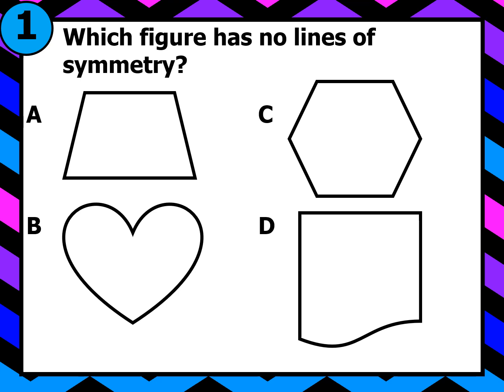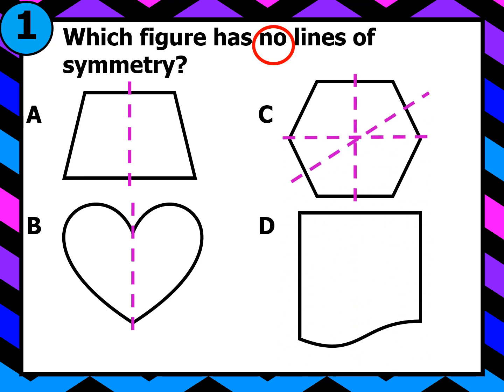I see that this question is asking which figure has no lines of symmetry. So I'm going to analyze each figure and determine if and how many lines of symmetry each figure has. A is a trapezoid, and this trapezoid has one line of symmetry. B, the heart, has one line of symmetry. C is a hexagon, and a hexagon has 1, 2, 3, 4, 5, 6 lines of symmetry. If I look at D, that is an irregular figure, and that figure has no lines of symmetry. So the figure here that has no lines of symmetry is D.